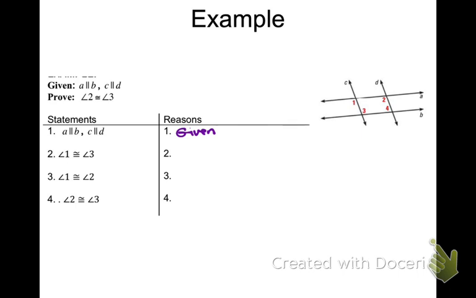So why would 1 be congruent to 3? Alternate interior again. So if we have parallel lines, because that was our key vocabulary up here, we were given that A is parallel to B. Well, if A is parallel to B, then I know 1 and 3 have to be congruent because they're alternate interior. So if parallel, then alternate interior angles congruent.